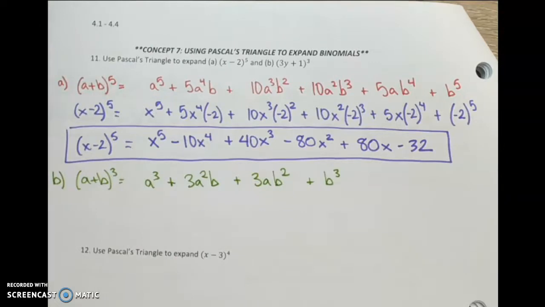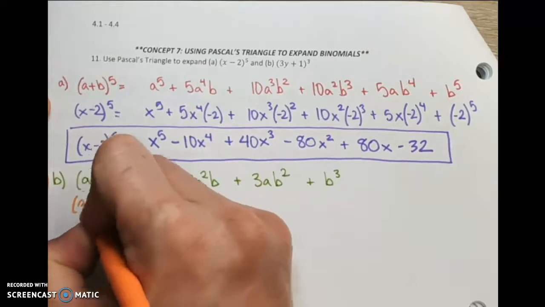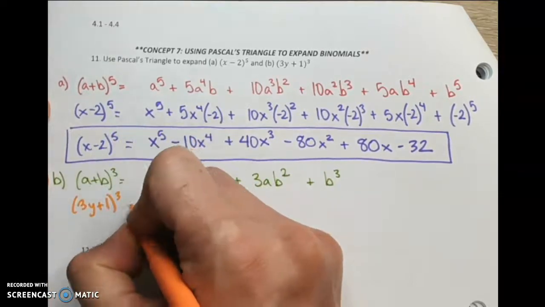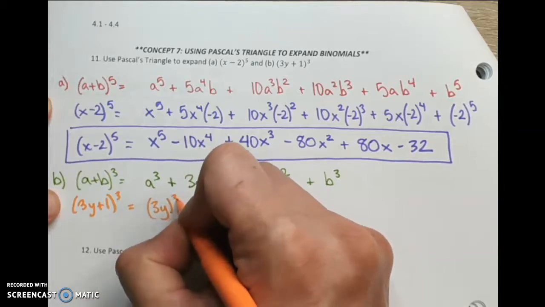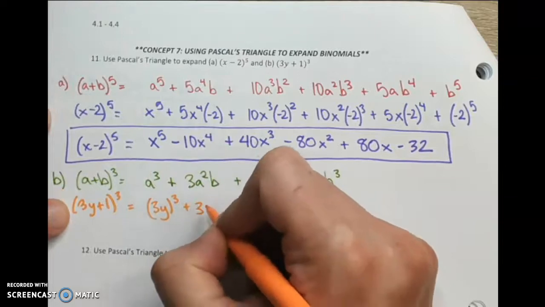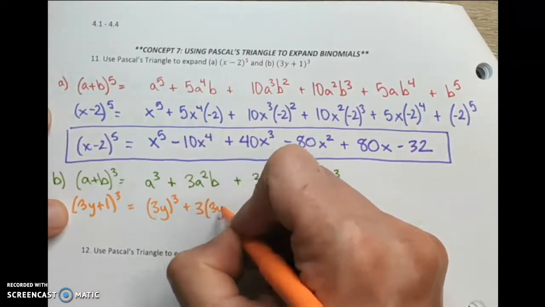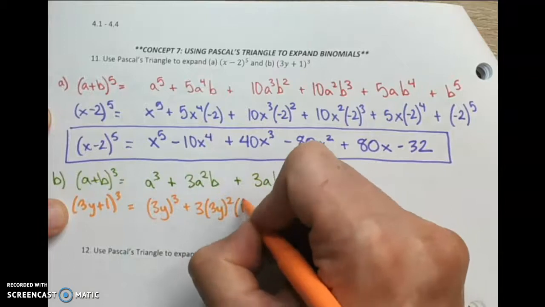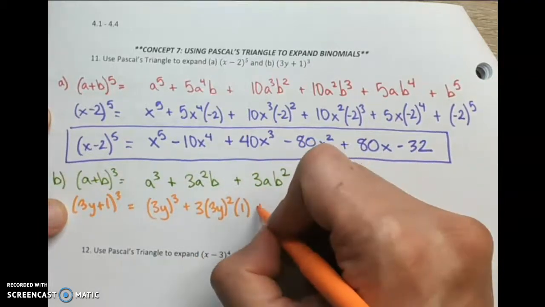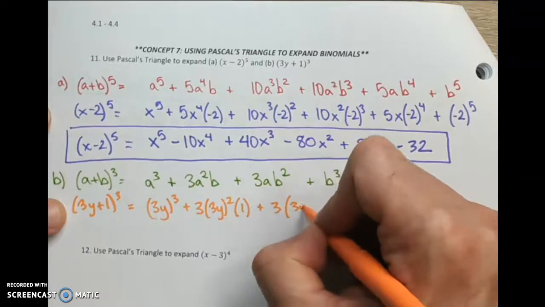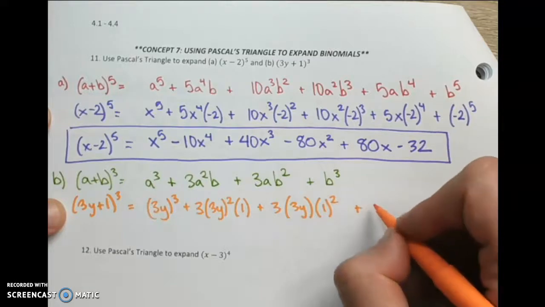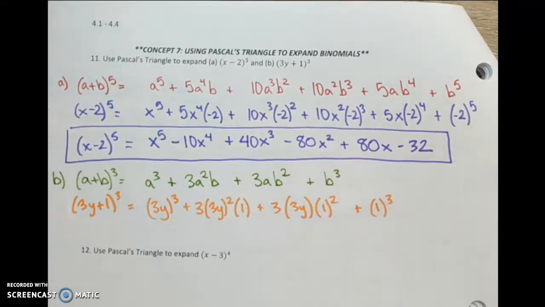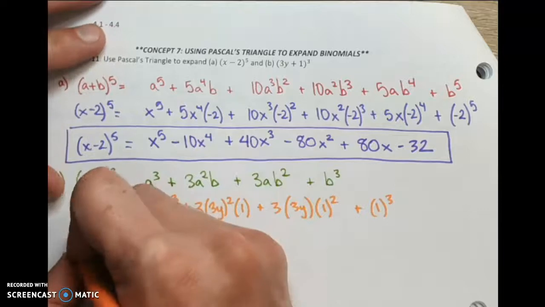Then, once I take that, again, I'm going to expand this out with 3y plus 1 cubed. So I take my a term, 3y, and I cube it. Plus 3 times my a term squared, so it's 3y squared, and then times my b term, which is 1. Plus 3 times my a term, 3y, times my b term squared, 1 squared, and then my b term cubed, that's just 1 cubed. Okay, I'm going to expand that out.